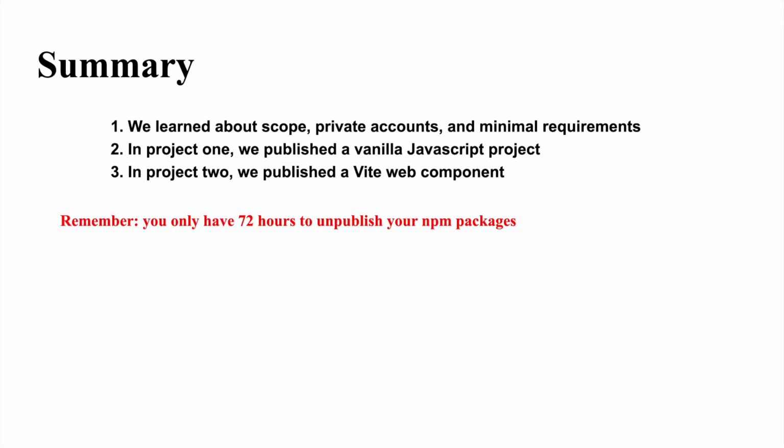In this lesson, we learned about scoped and unscoped packages. We discussed private accounts and the limits of free accounts. In Project 1, we deployed a minimal npm package just to set a baseline. In Project 2, we got to the heart of the lesson: how to deploy a native web component to npm. You now have the knowledge to use Vite to build and publish web components, which can then be consumed by any modern browser without the need of any JavaScript framework. Congratulations!